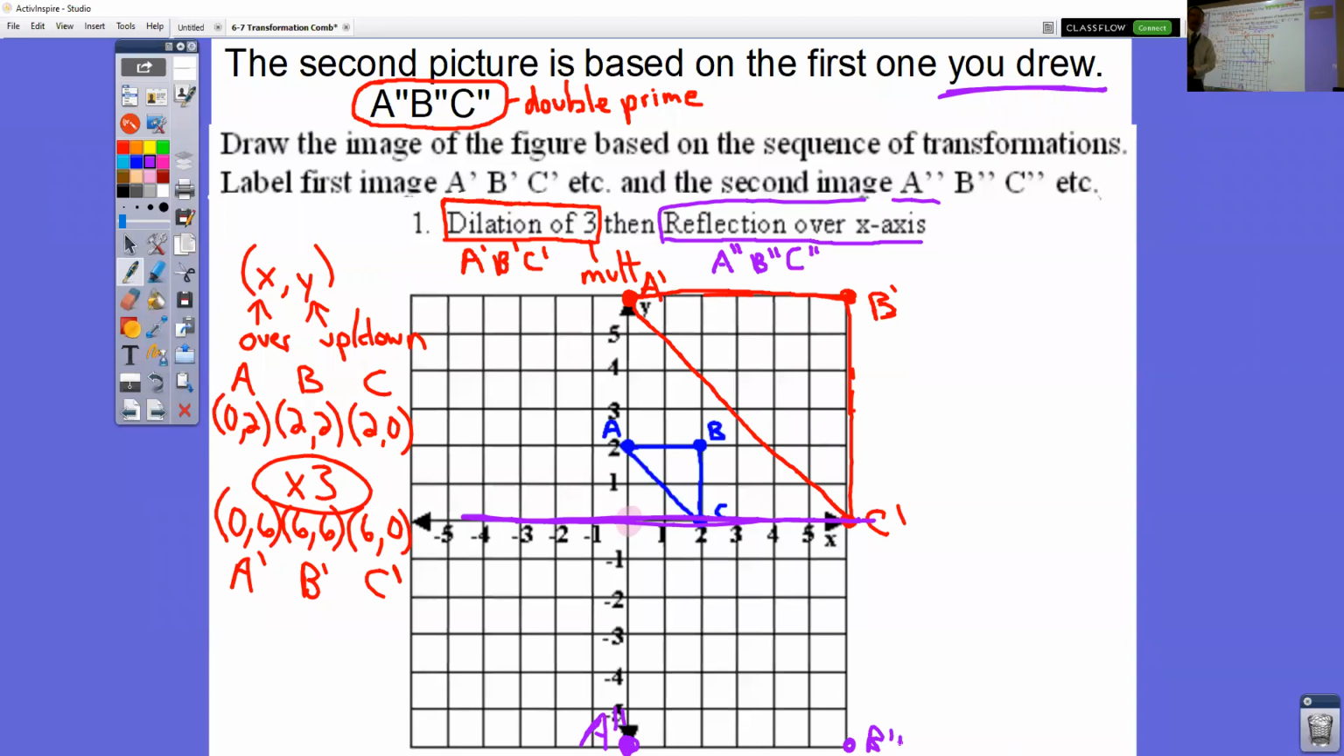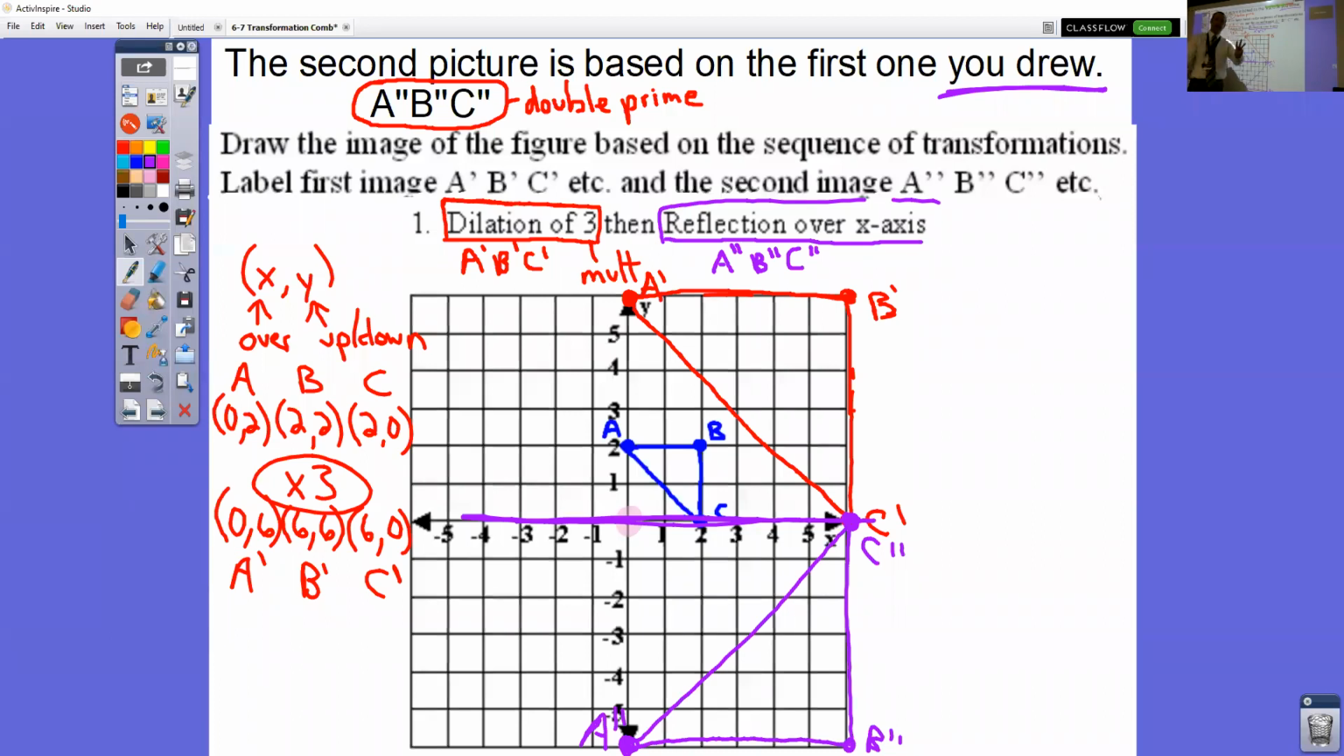C prime is right on the line. So it's 0 places to it, 0 places away from it. Yes, they can end up being the same dot sometimes. Sometimes in these drawings today, you're going to have pictures that touch each other. Sometimes they're going to overlap each other as well. So connecting our dots to form our picture. This is our new picture.